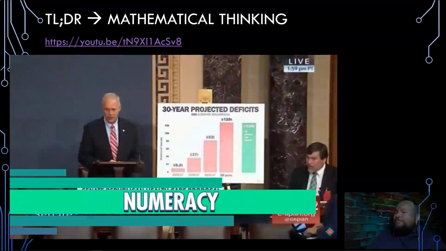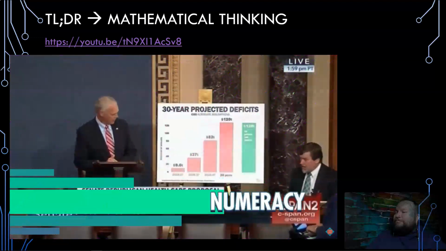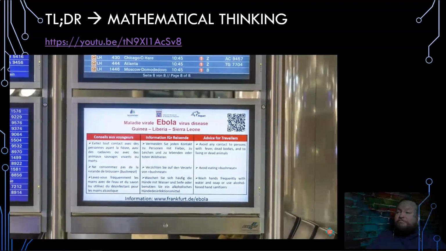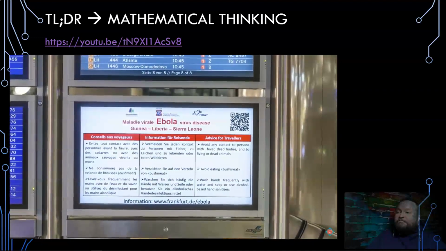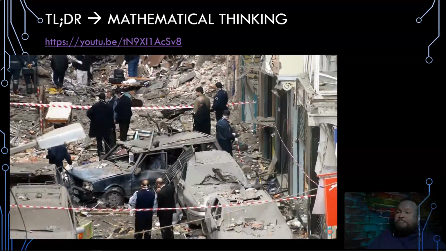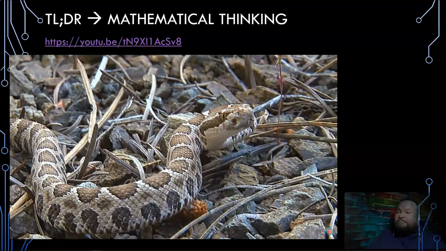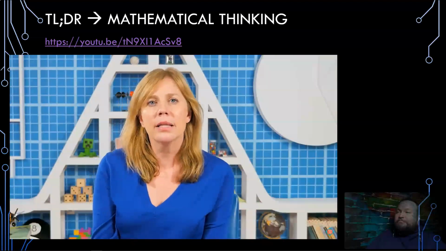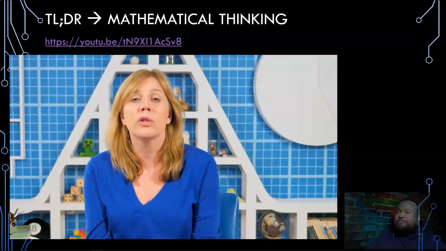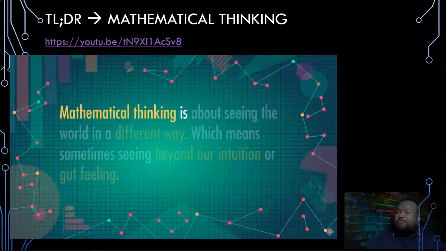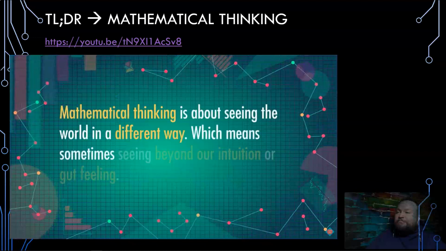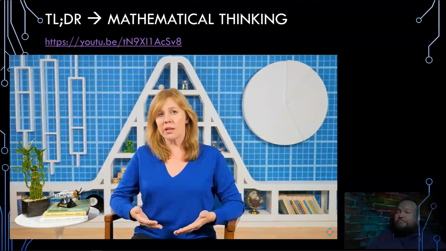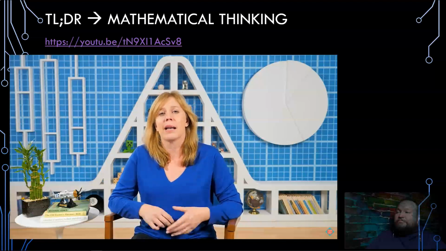Numeracy is about being able to wrap your head around what it means when politicians talk about a $1.5 trillion budget hole. It's about getting a handle on how much you should really lose sleep over the chance of an Ebola outbreak, and how to compare that risk to the chance of being killed by a terrorist, or a snake bite, or dying from an opioid overdose. And it's about what those comparisons might tell us about the time and resources we spend trying to address those problems. Mathematical thinking is about seeing the world in a different way, which means sometimes seeing beyond our intuition or gut feeling, because it turns out most of our guts are good at digesting food and pretty bad at math.